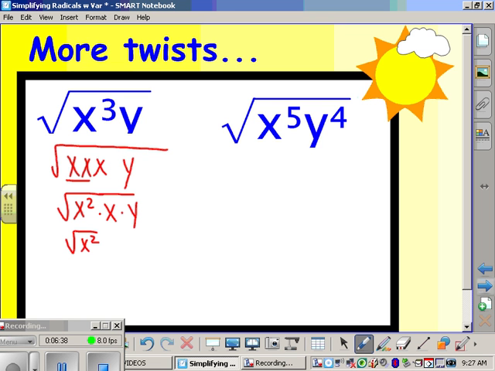Now, x squared is a perfect square, but x and y are not. So I will only take the square root of the x squared, which is just x, because I divide the exponent by 2, and the other x and y remain under the radical symbol.